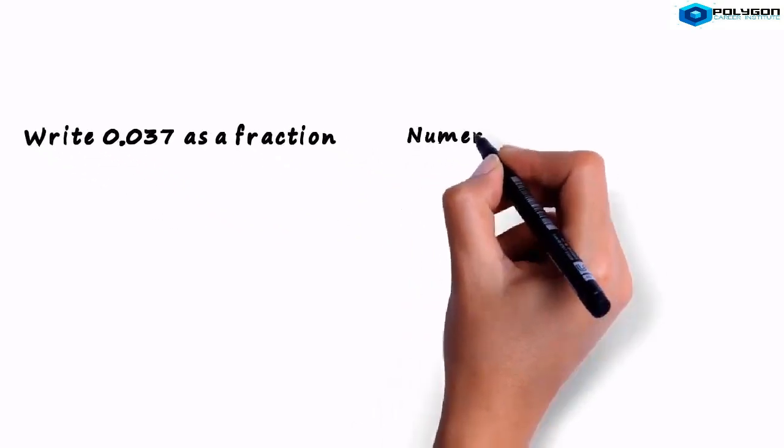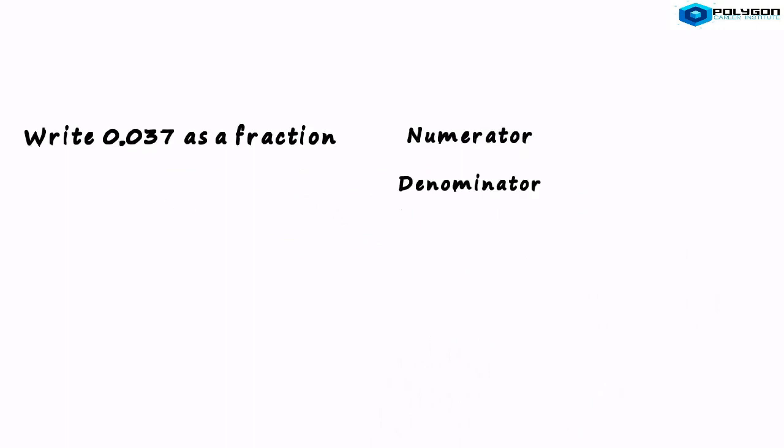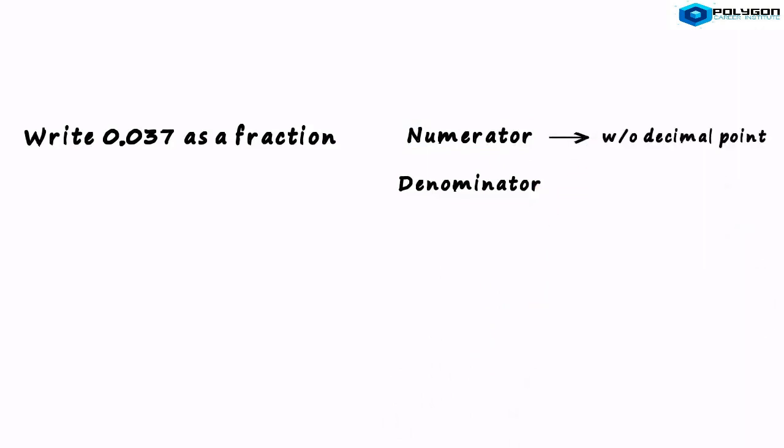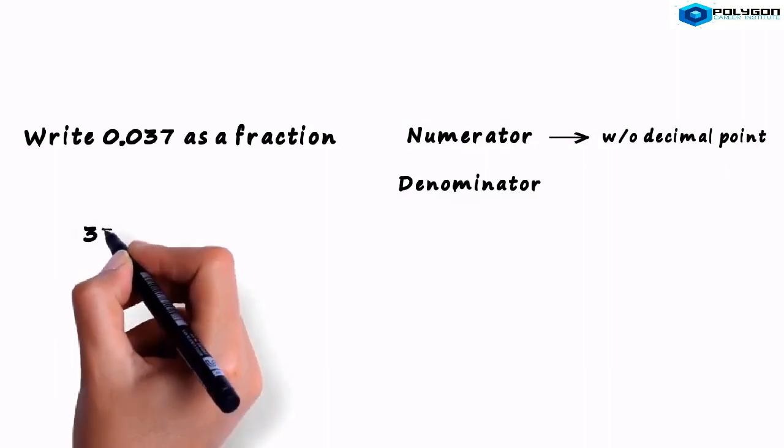0.037 as a fraction. Here, we will try to see how we can write decimal fractions as fractions. To write it as a fraction, there are only two things we need. First, the numerator, and second, the denominator. Writing the numerator is extremely simple. We just write the decimal fraction without the decimal point. Without the decimal point, we write it as 37.